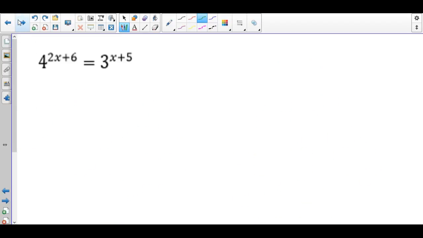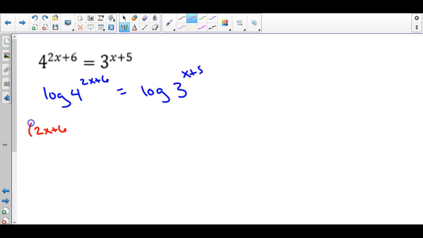Alright, so what do we do if we have exponential expressions on both sides that have an x in the exponent spot? So what I'm going to do is first log both sides of this and write it as log 4 to the 2x plus 6 equals log 3 to the x plus 5. And I'm going to use that same property again, where we're going to bring these down as exponents. So I'm going to bring my 2x plus 6 log 4, and over here I'm going to have my x plus 5 log 3.